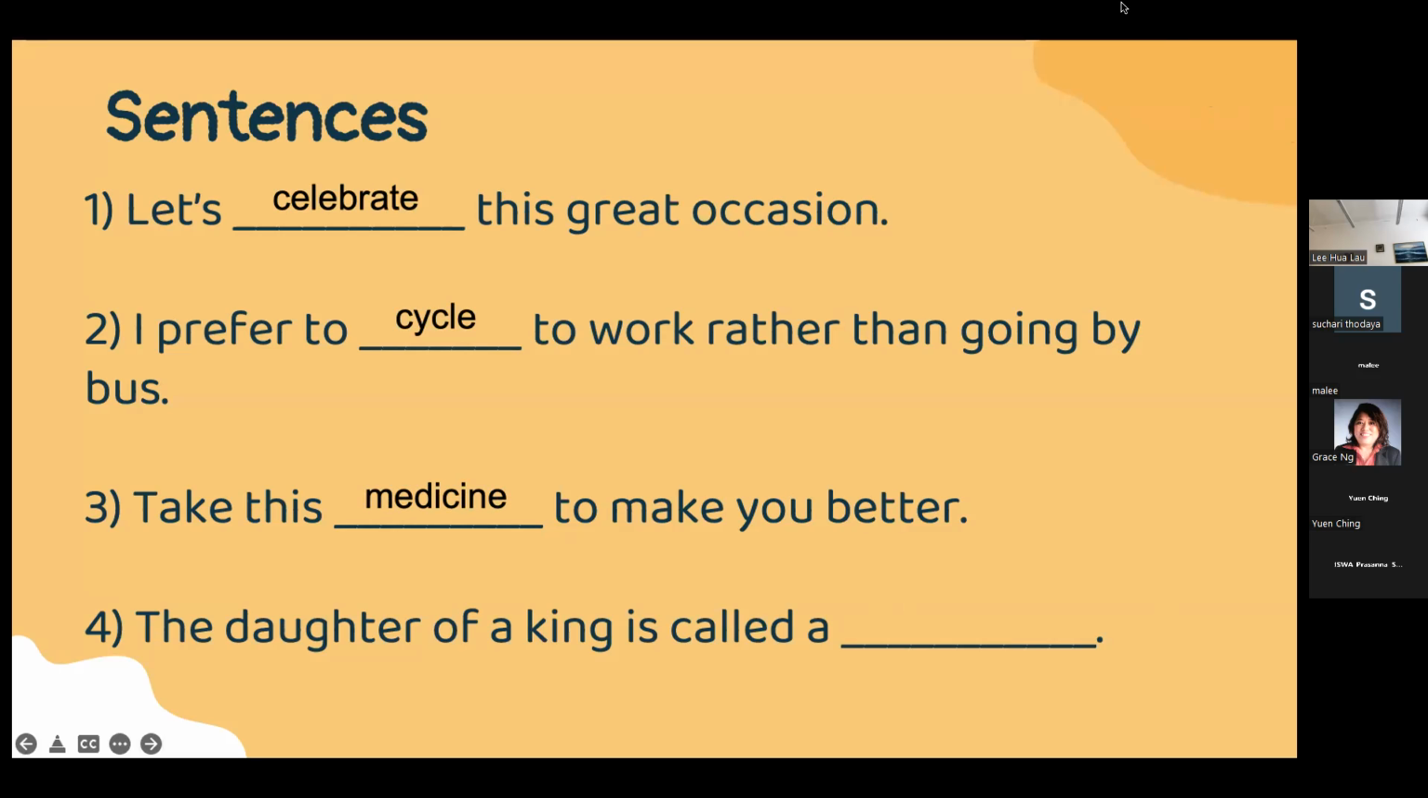Want to give it a try? I see someone in the chat box. Yes, I see Mali and Manila. Yes, that's correct. So the daughter of a king is called princess, and princess is a hard C or a soft C? Soft C. Yes, it's a soft C, princess, because it's with an S inside. Okay, thanks everyone for the participation.